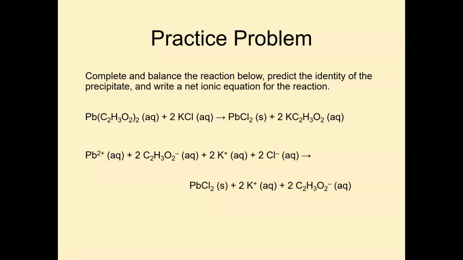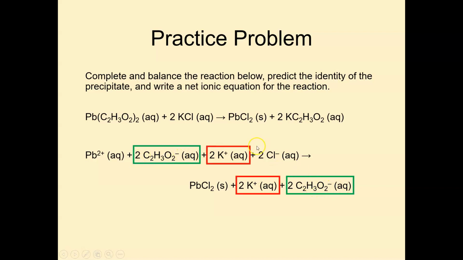I identify my spectator ions as being acetate, 2 acetate aqueous, 2 acetate aqueous, 2 potassium aqueous, 2 potassium aqueous. The lead is an ion here and in an insoluble compound here. The chlorides are ions here, but in an insoluble compound here. I now remove my spectator ions to give the net ionic equation. A lead 2 cation plus 2 chloride anions gives me a mole of insoluble lead chloride.